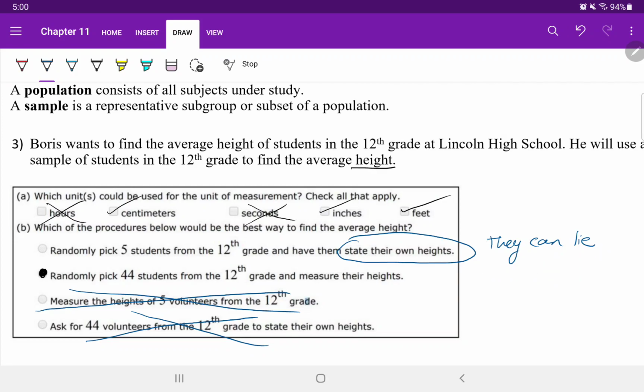They can lie, or it cannot be completely truthful, or maybe they're unsure what their precise height is. It is best for you to pick people at random, and it is best for you, the researcher, to do the measurement. That's why the second one is the best solution.